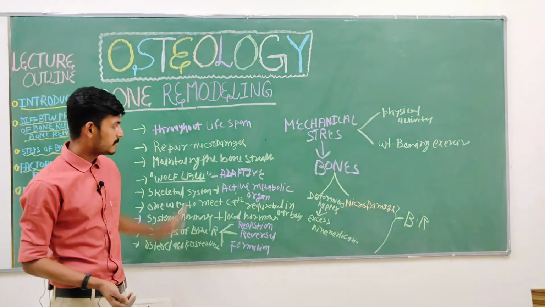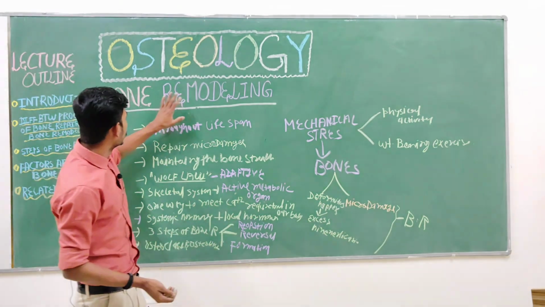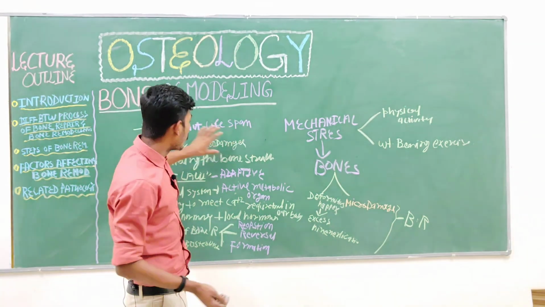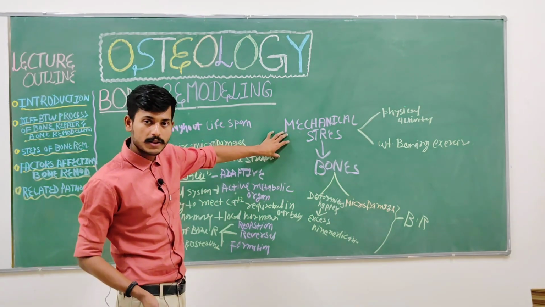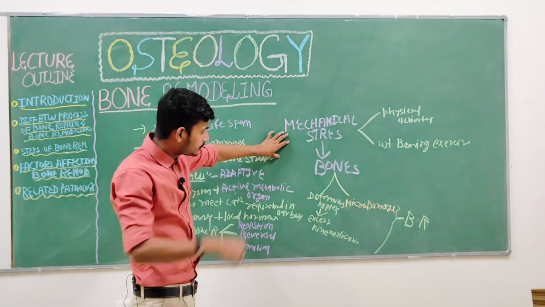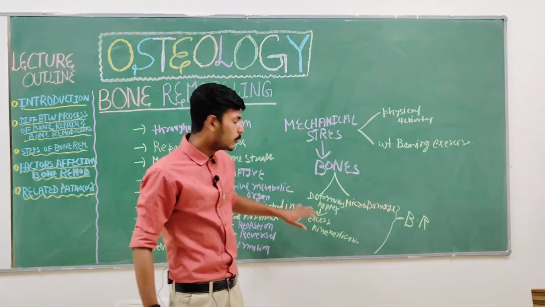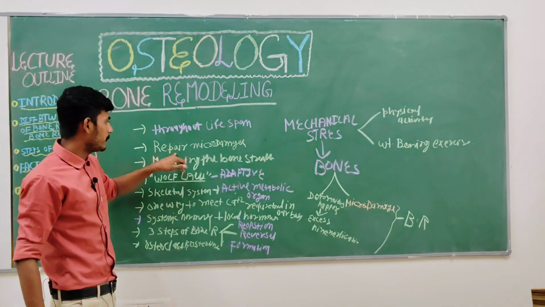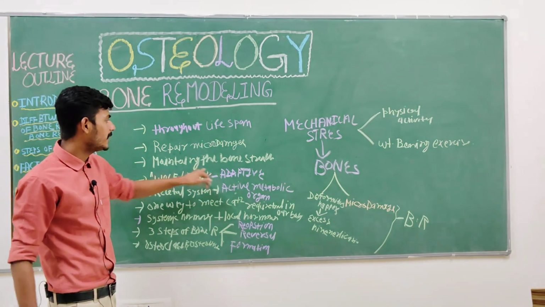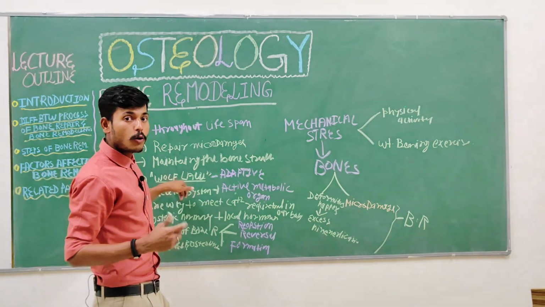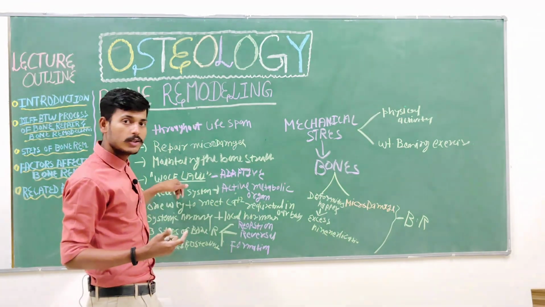Clear? Let me summarize it once again. Bone remodeling is an ongoing process by which the bones repair their micro damage and maintain their bone strength. Understood? Now there is one law called Wolff's law, given by Julius Wolff.